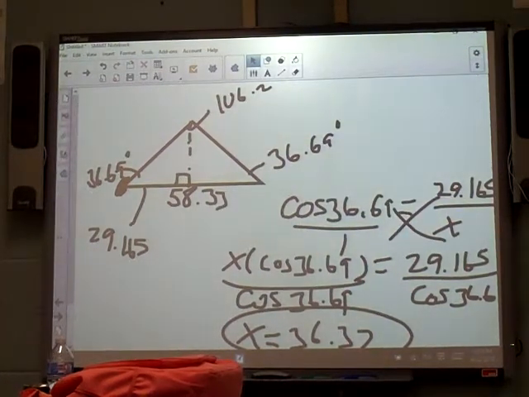Y'all probably automatically, I don't know, what's that called, an altitude in geometry when you draw that line? That took me a minute to think about drawing that.